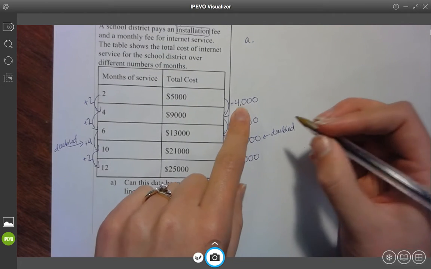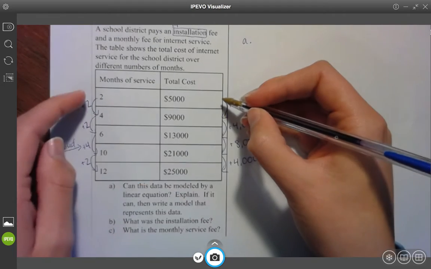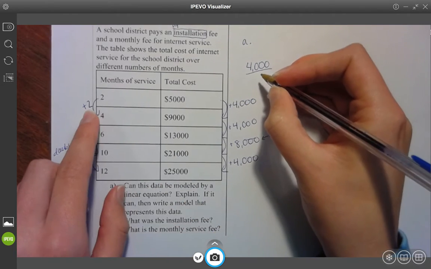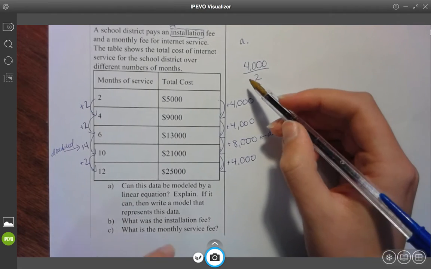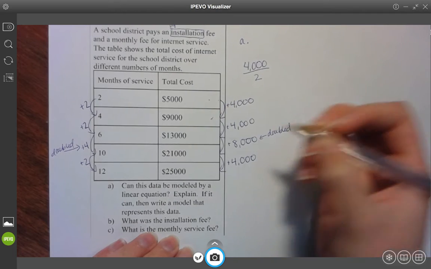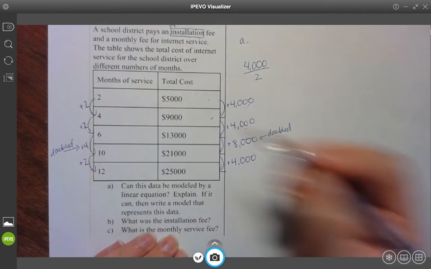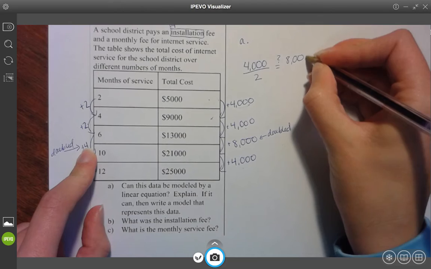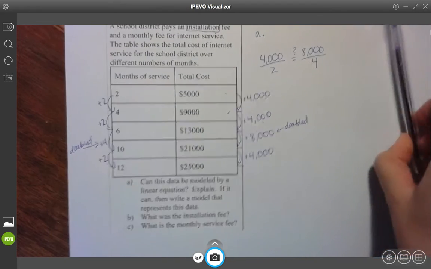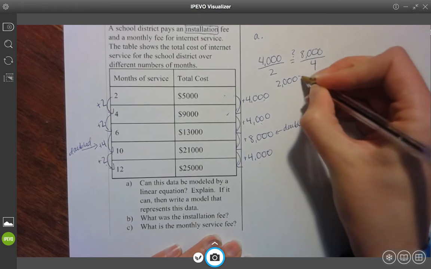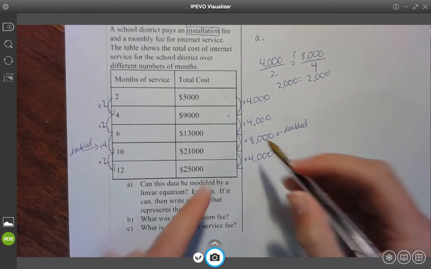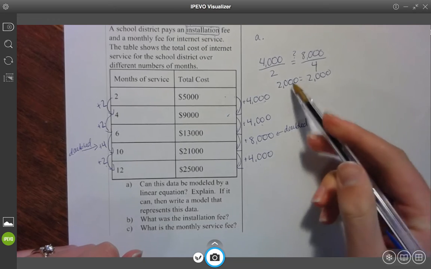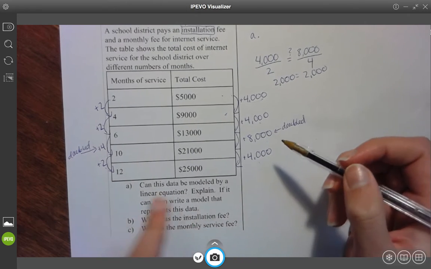But if we look at each of these changes here, the slope from this point to this point would be 4,000, right? Our change in y over 2. And that would be the same for this one and this one, right? 4,000 over 2, 4,000 over 2, 4,000 over 2. But is 8,000 over 4 equal? And how can we figure that out? Well, we could divide here, right? 4,000 divided by 2 is 2,000. 8,000 divided by 4 is 2,000. All right. So our slope is consistent. Each slope here is 2,000, right? Our change in y over our change in x. So can this data be modeled by a linear equation?